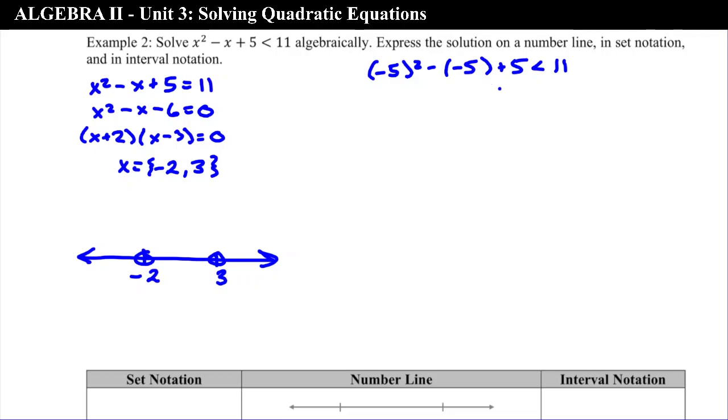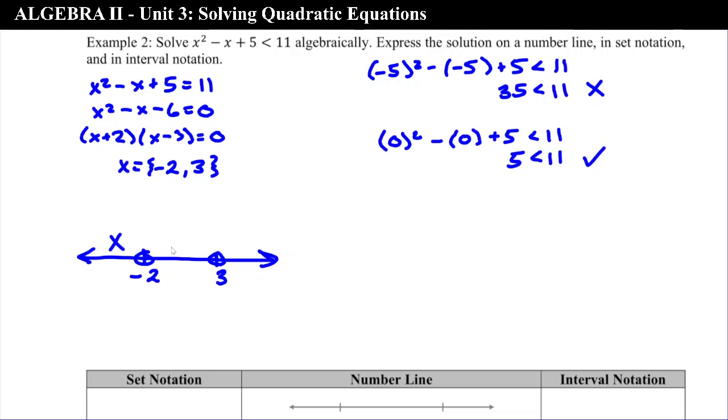And when we do the math, we get 35 is less than 11. And that's not true. So we're going to put an X there. So let's move on to our next test point. 0 is the obvious one to go with here. Whenever you can use 0, use 0. And that gives us 5 is less than 11. And that's true. So we're going to put a check on that part.